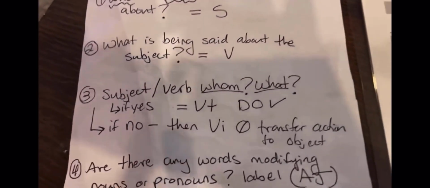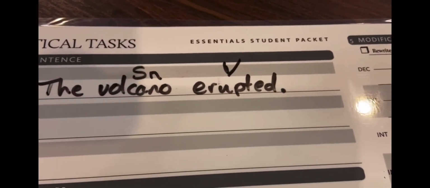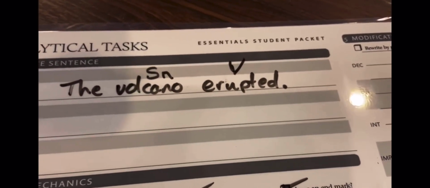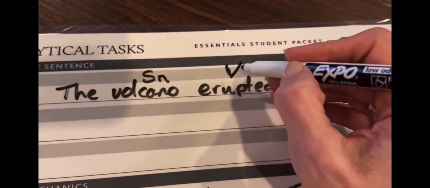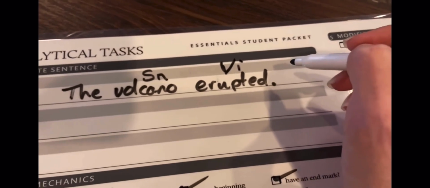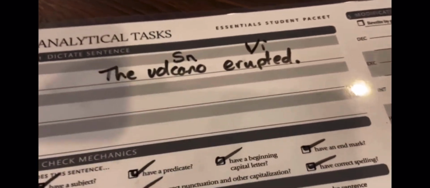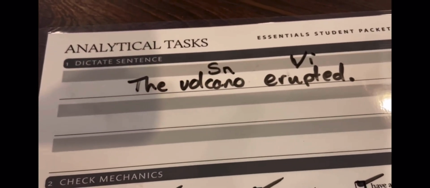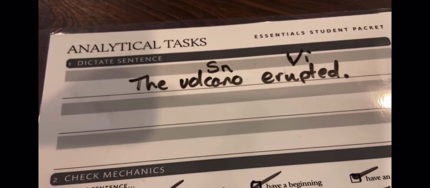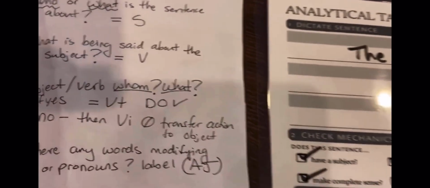Now we need to ask the next question. Subject verb whom? Subject verb what? Volcano erupted who? Volcano erupted what? Can I answer that? I sure can't. So that tells us it does not transfer the action to an object. It's an intransitive. Okay, so what about the word the? You know the word now. So we're going to go ahead and ask another question for the end.